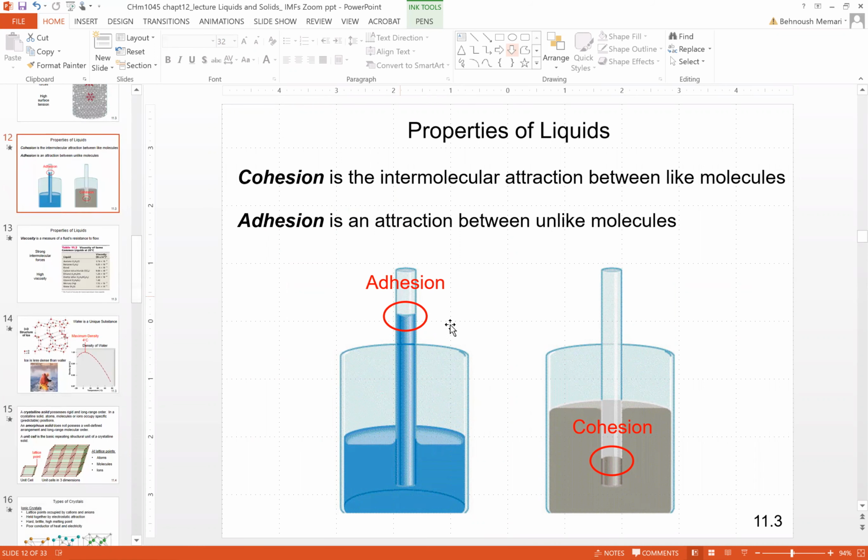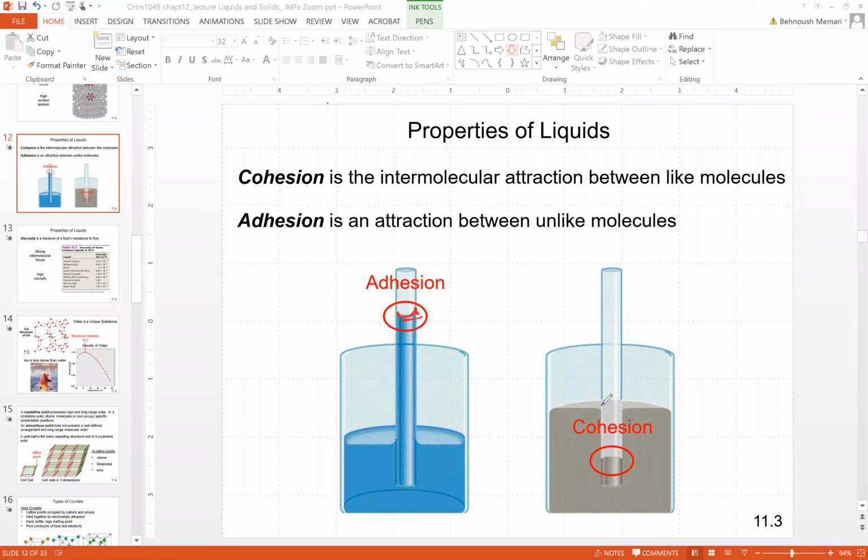So adhesion and cohesion, that's the definition. Cohesion is the attraction between like molecules. Adhesion is the attraction between unlike molecules. Like if you have a liquid that likes to climb up the wall, like when you have an aqueous solution in a cylinder, you see that you have to look for the meniscus, and that is the lowest point of the curve. That's because of the adhesion forces between water and the glass, because both of them are polar.